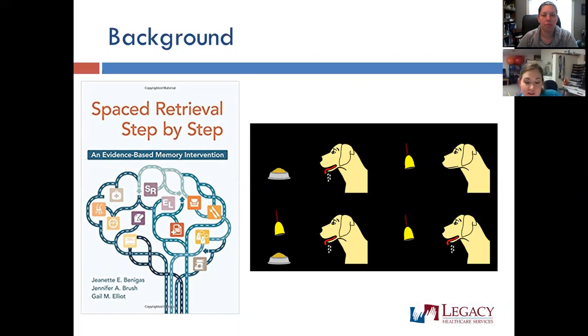But according to this book, spaced retrieval the theory is based on the classical conditioning theory, which is from psychology classes, if you remember Pavlov's dog. So Pavlov's dog, as the scientists would enter the room and feed them, they noticed that after a few times, the dog would start salivating at just the sight of the scientist. So that's the idea behind spaced retrieval. You have this information that you're transferring from the present to the long-term memory. So that way someone with memory problems can learn to use their memory.